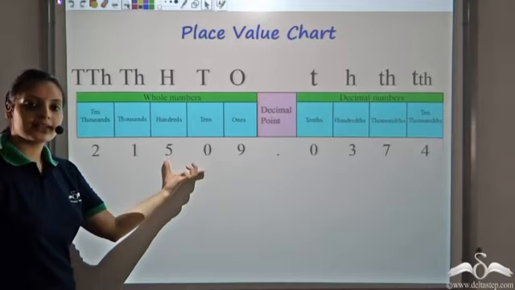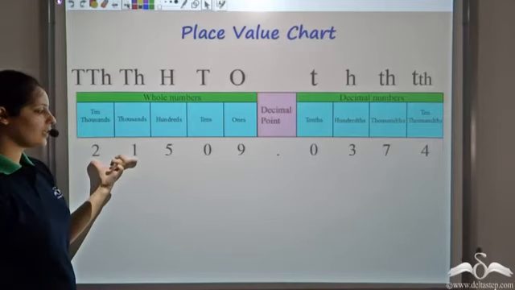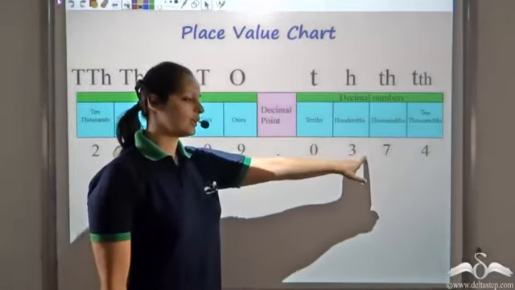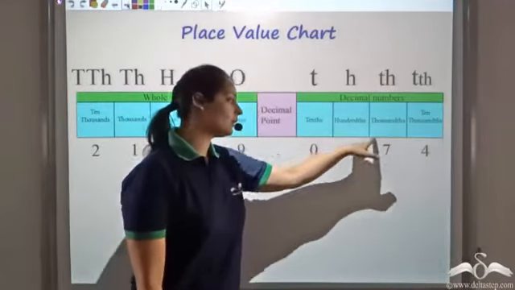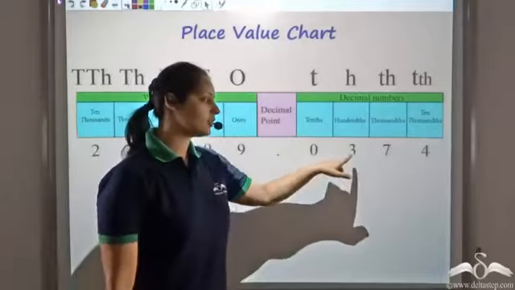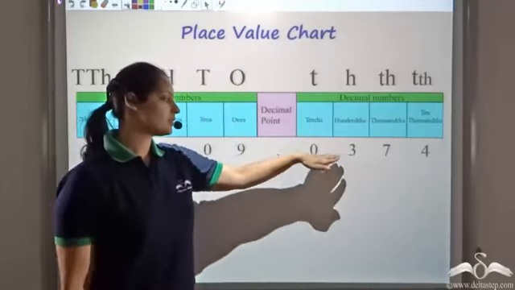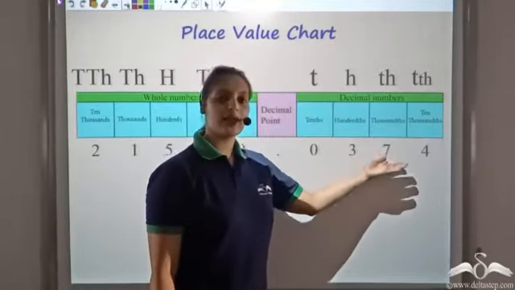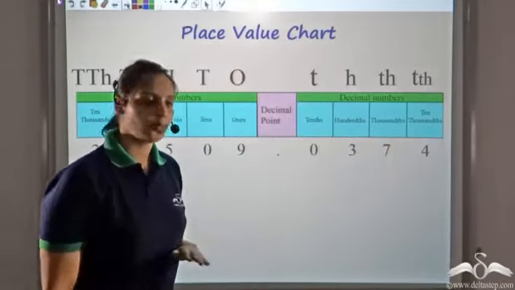Now, reading this number, this is 21,509.0374. Remember that this is not 374, this is 0.0374. The digits have to be read separately after the decimal point.